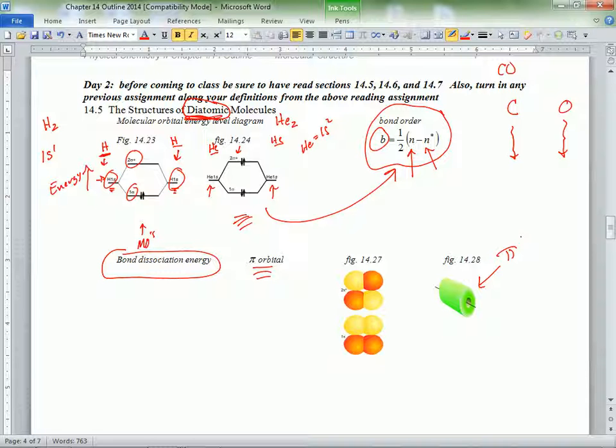So the greater the bond order, the shorter the bond distance, and the stronger the bond. The stronger the bond, the stiffer the bond, the higher the frequency of its vibrations. I mean, all that would follow.